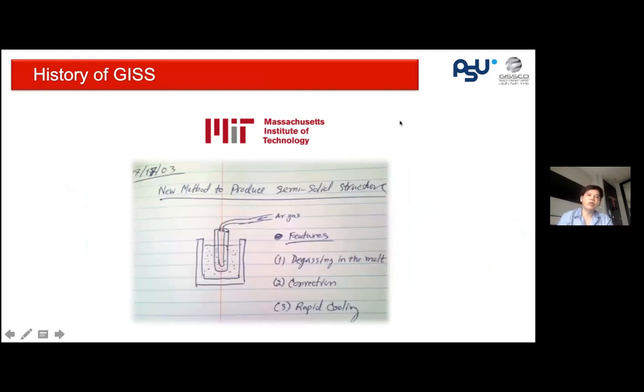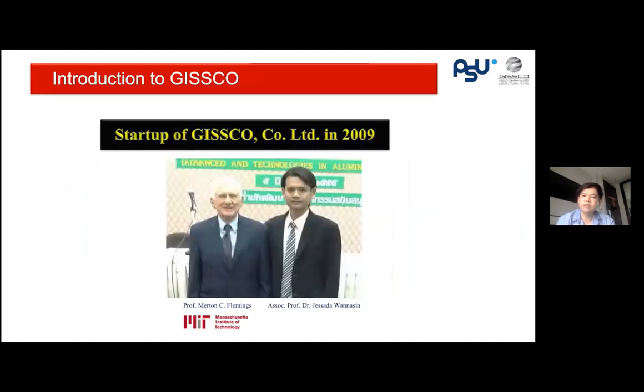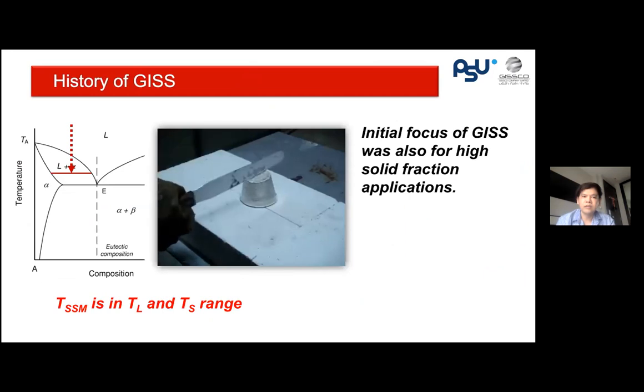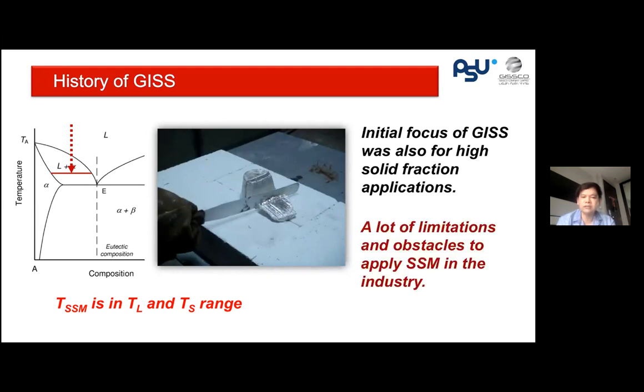So, the brief history: we have worked on this since 2003, so it's almost 18 years. Later, in 2009, we started a company together with Mr. Flemings to commercialize this technology. Initially, we also followed the semi-solid concept, just like ice cream. We found in the industry it's not easy to put this semi-solid into a die, or into a machine or a shot sleeve. It needs a lot of modifications, so it has a lot of limitations that we found.